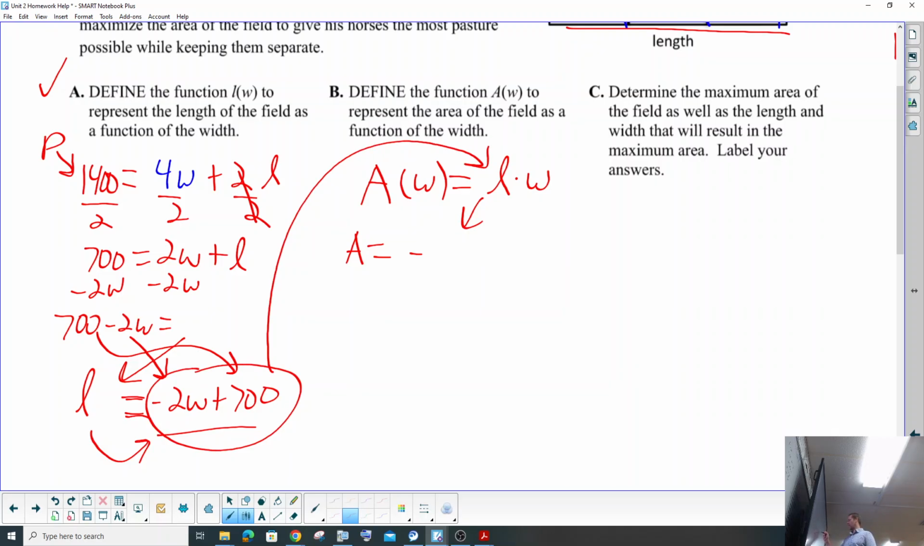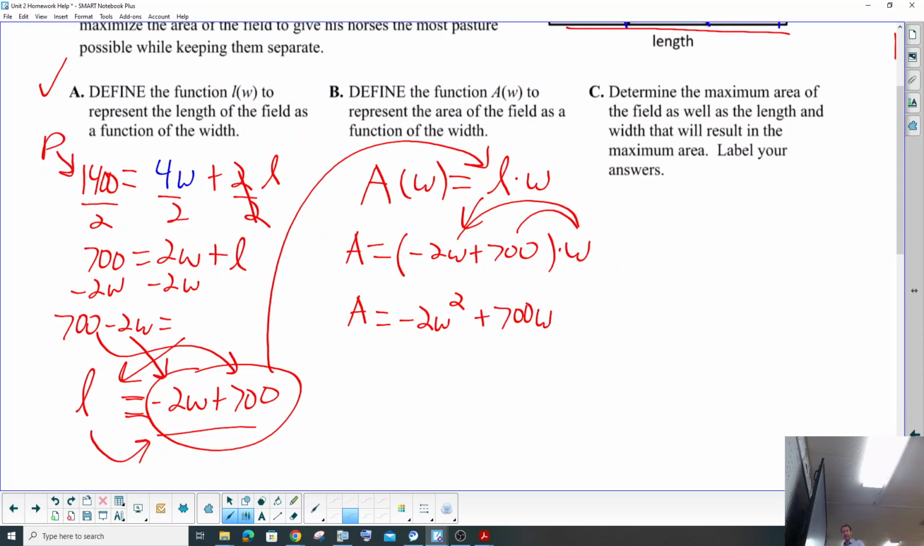So then we get negative 2W plus 700, and we're going to multiply it by W. And then we can distribute that through. And so now here's our area equation: negative 2W squared plus 700W, right?